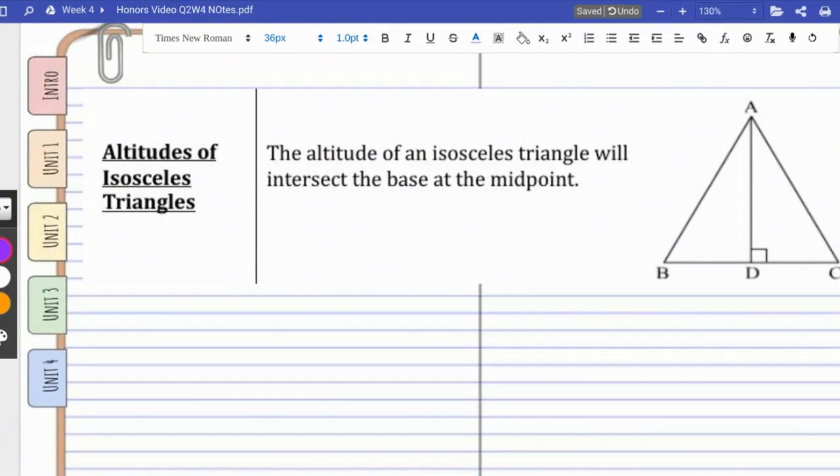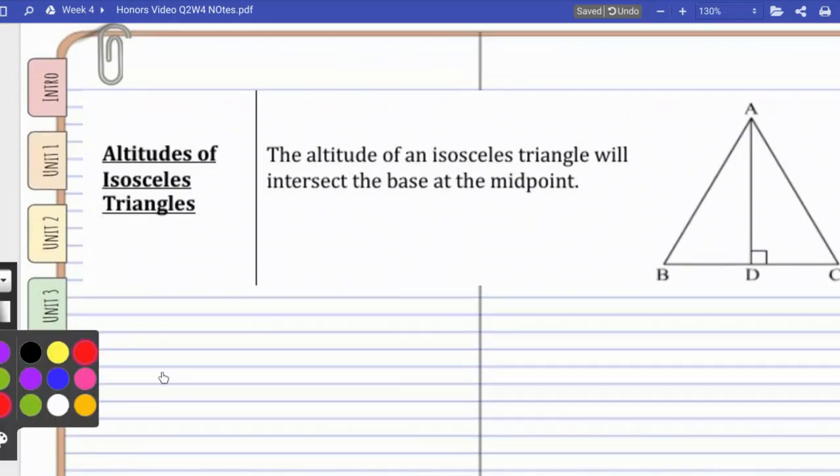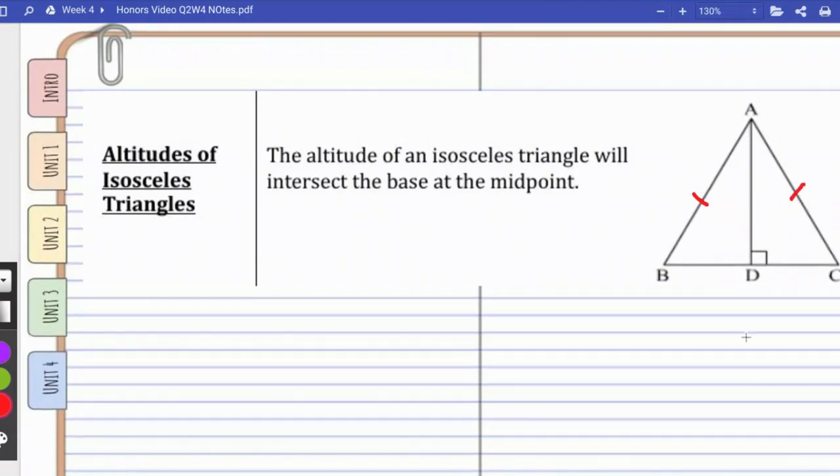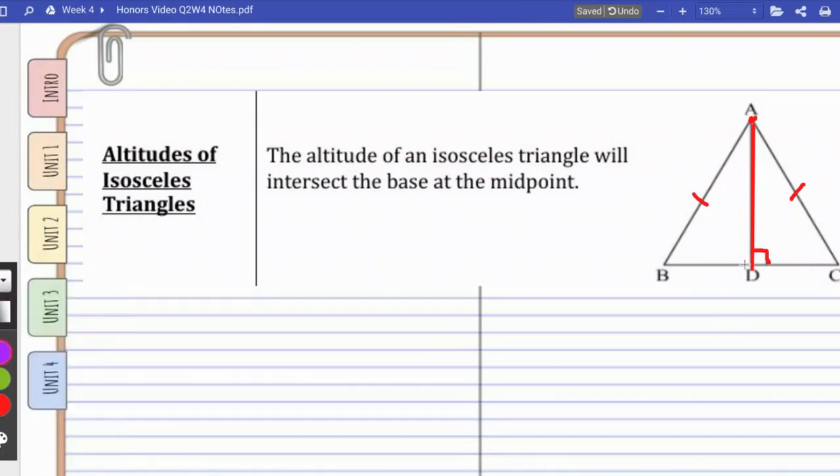If a triangle is isosceles, so here in this case, AB and BC are equal. What happens is this altitude goes from the vertex A down at a 90-degree angle, so AD is your altitude. But what is it doing to side BC? It's actually bisecting side BC, creating BD and DC being equal to each other.